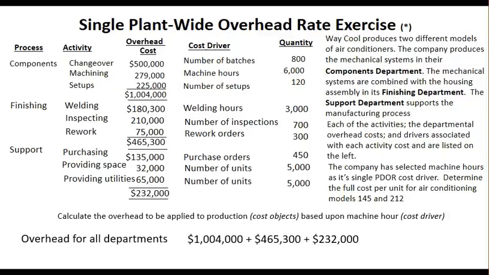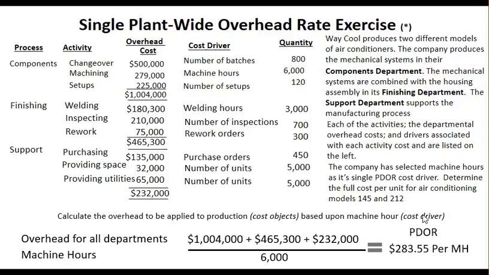The calculation's fairly simple because we take the total amount of overhead for each department, no matter what the overhead is, whether it's changeover, machining, setups, or so forth. We take the total amounts from components, finishing, and support. We add them together, and then we divide that by our total machine hours, which would be 6,000 machine hours, which means our predetermined overhead rate would be $283.55 per machine hour.